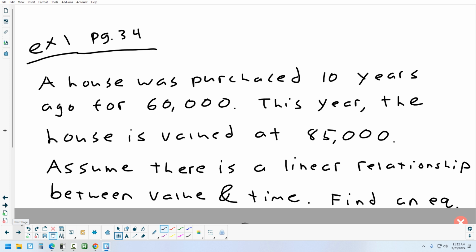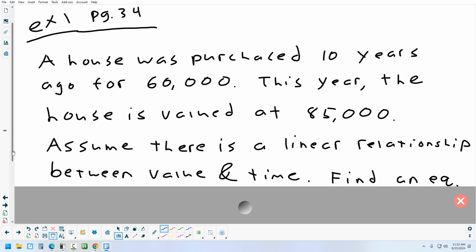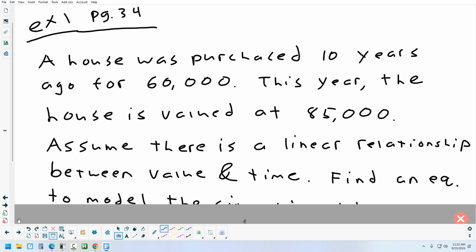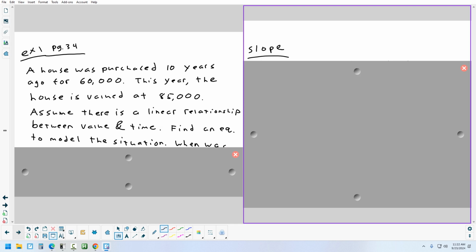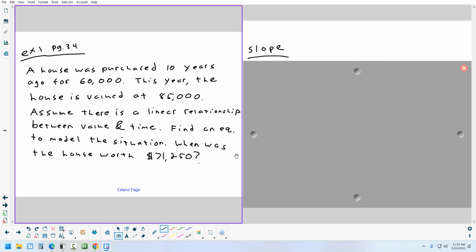So I want to find an equation that I can plug in a number of years, and it will automatically calculate for me the value of the house. So in order to do that, we're going to have to figure out the slope. They didn't give me slope in this problem. But what they did give me was almost like coordinates. Okay? I know that at the beginning of time for this problem, the house was worth 60,000. 10 years later, it was worth 85,000.